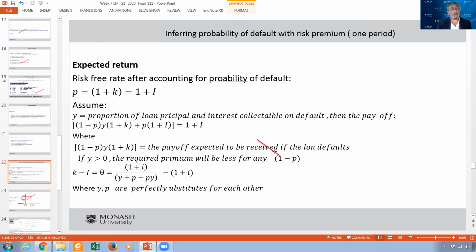So actually the premium now is less because if there is a default, you will first take it from the collateral. Therefore, if you want to calculate the premium, which is the most important thing for us, which is K minus 1, this is the formula: 1 plus I, collateral plus probability of payment, minus P times Y minus 1 plus I. Where Y and B, the probability of default, the collateral and the probability of payments, have a negative relationship, or you can call them perfect substitutes for each other.